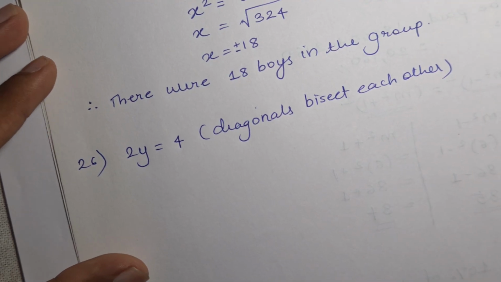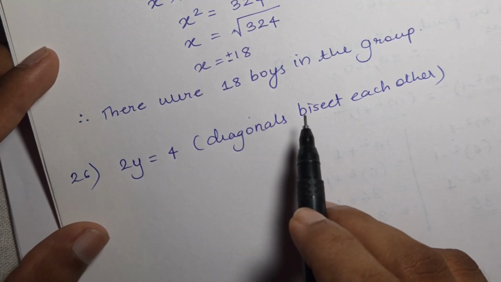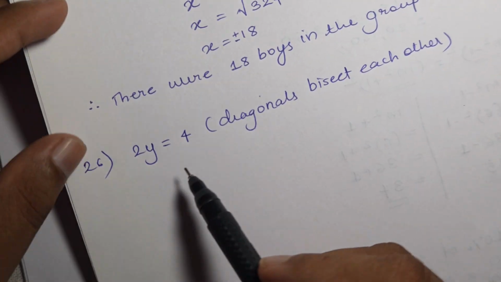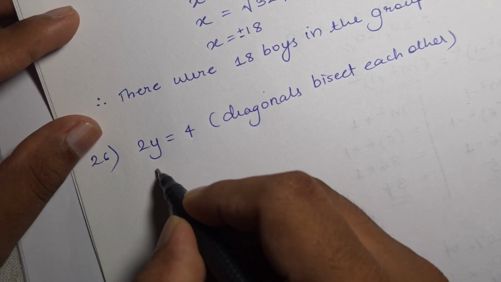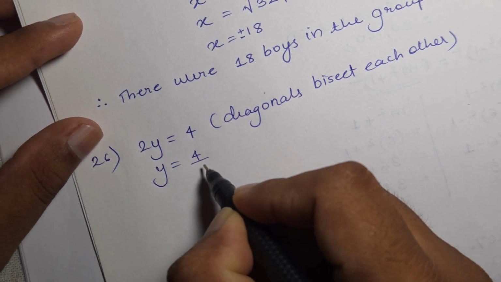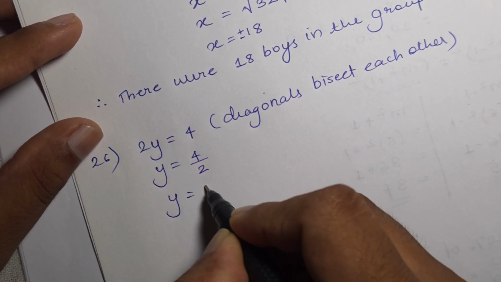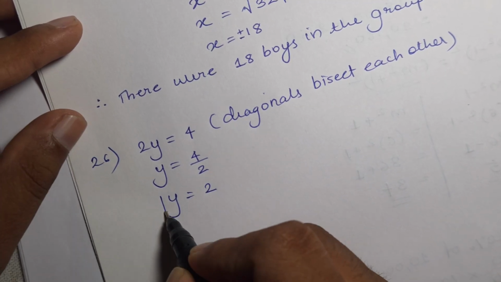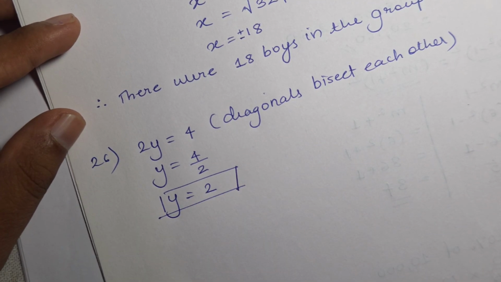Hence they are equal. Once we say they bisect each other, those particular parts, that is DM, should be equal to BM. And that's the reason I have written 2y is equal to 4. So y is equal to 4 upon 2. So y is equal to 2. Easy? Okay, so I have already found out y. I need to find x.